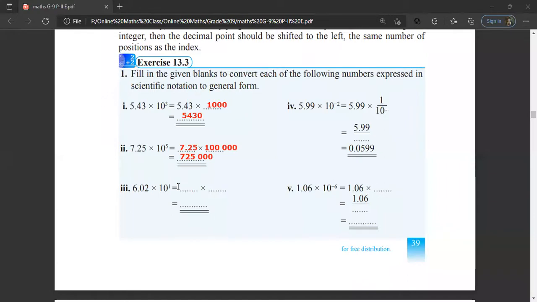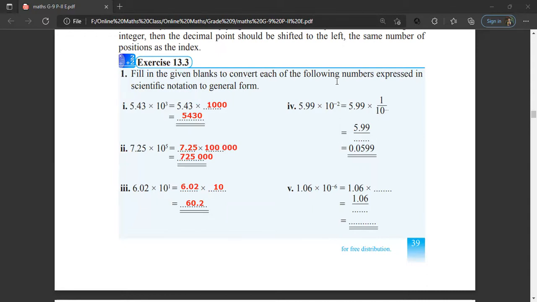Third question. 0.02 into 10 to the power 1 means what is the number here? 10. So, final answer? 60.2. 3.2, neither. Right. Okay, fourth question.